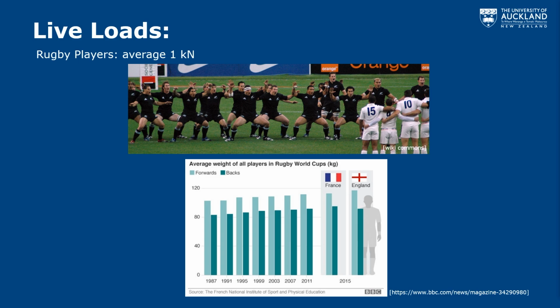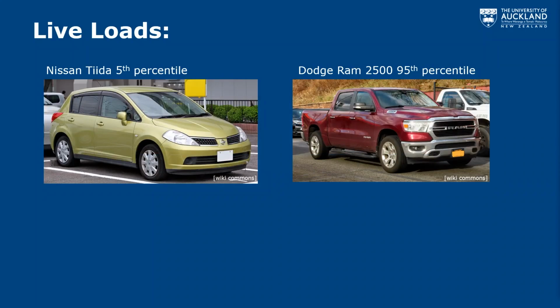So that helps you sort of visualize, per kilonewton, it should be about an All Black hanging off of your structure. The other way for something a little bit bigger is, we're familiar with vehicles. So I've got both the 5th percentile of weight and the 95th percentile of weight vehicles on the roads today in New Zealand and in the US. On the smaller end is a Nissan Tiida, and that weighs about 11 kilonewtons. So you think around 10-ish kilonewtons, that should be a small compact car hanging off of your structure. And if you've got a Dodge Ram 2500, it's about 45, 50 kilonewtons hanging off of your structure.